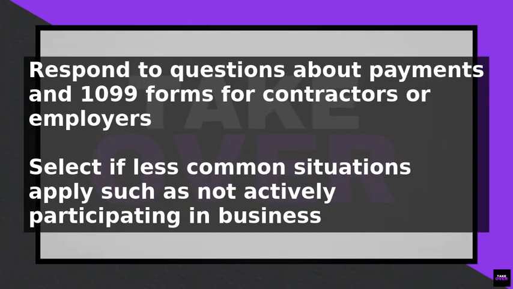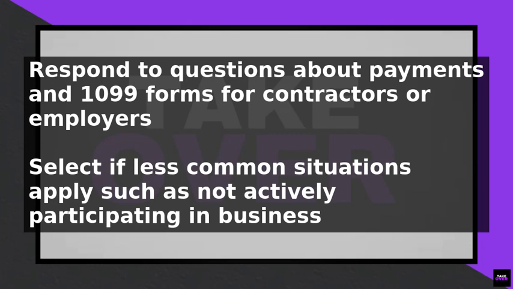You may be asked if you have sent 1099 forms to contractors or employers, and if you have an employer ID number. The next step involves selecting if any less common situations apply to you, such as not actively participating in the operation of the business or being subject to Department of Transportation hours of service limits. If none of these situations apply, select the corresponding option and click Continue.